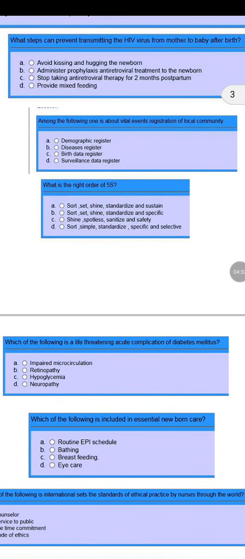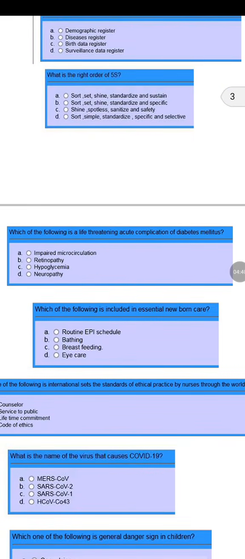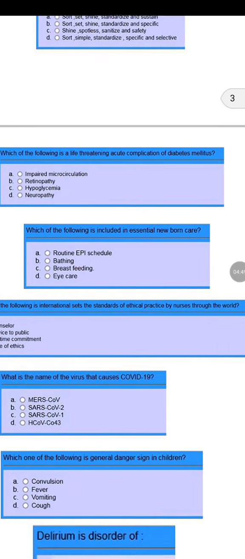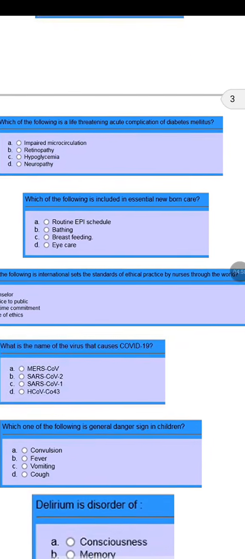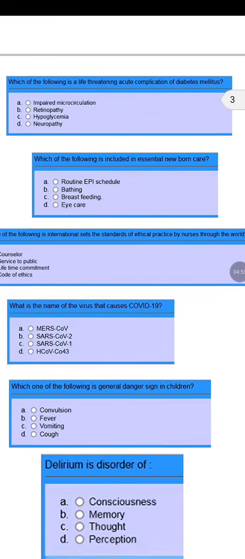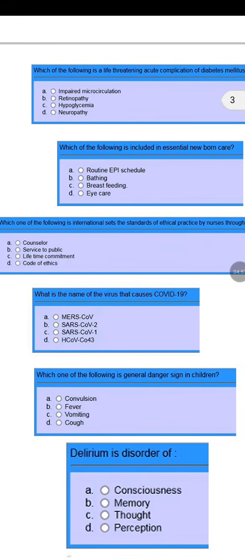What is the right order of application for FSH or more sort set chain standard in the CKR? Which of the following is a life threatening acute complication of diabetes mellitus? Hypoglycemia. Which of the following includes additional newborn care? Breastfeeding.